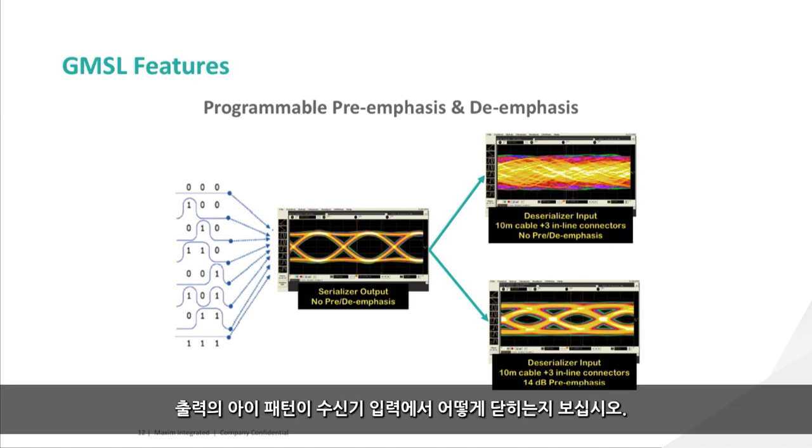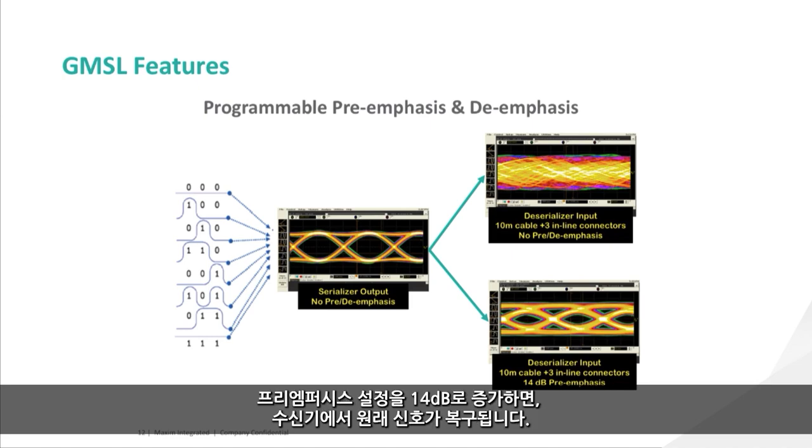Notice how the eye pattern at the output is closed at the receiver input. Due to the high-frequency attenuation, the signal quality is degraded. As the pre-emphasis setting is increased to 14 dB, the original signal is recovered at the receiver.